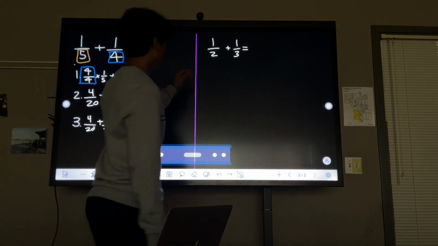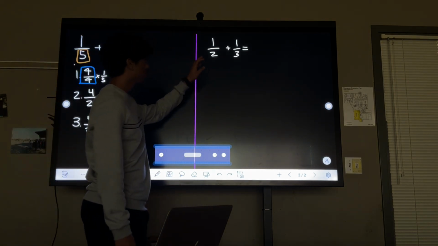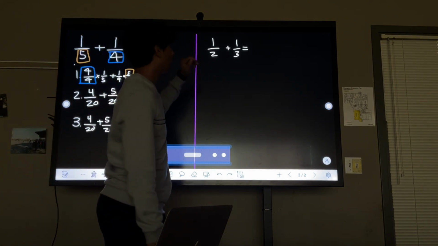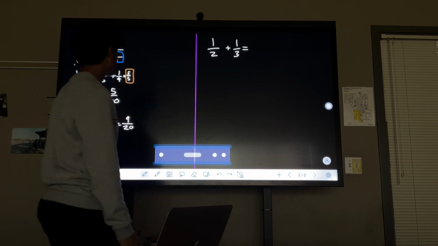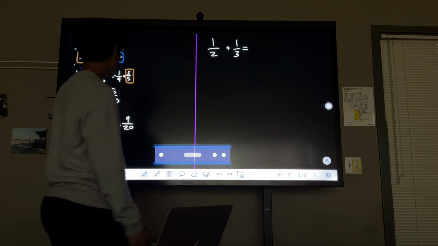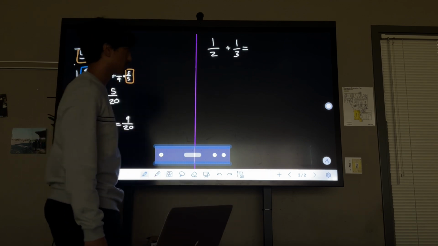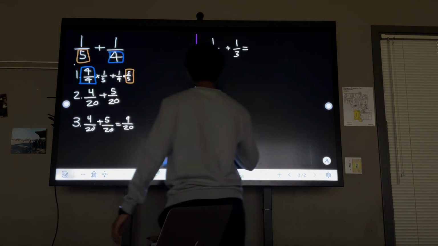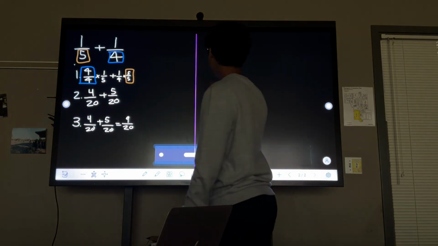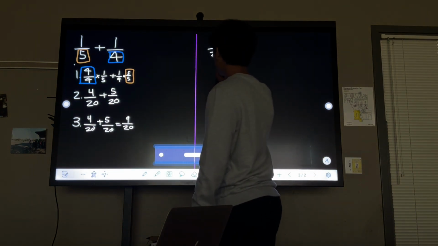I want you guys to try out your own problems. So I have 1 over 2 plus 1 over 3. I want you guys to pause the video and try it out yourselves. Use either method. You could use this method or the table method, whatever you like best. So I'm gonna do the table method first. So we're gonna write the table of 2 and table of 3.